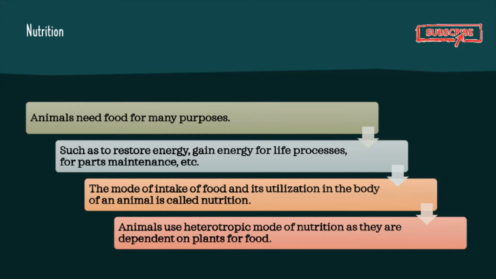The mode of intake of food. So here is the brief definition that I gave you. Animals use the heterotrophic mode of nutrition as they are dependent on plants for food. So all the animals in the world are dependent on plants for food, even the tigers or the lions, as you know, because in the previous chapter we have discussed it.